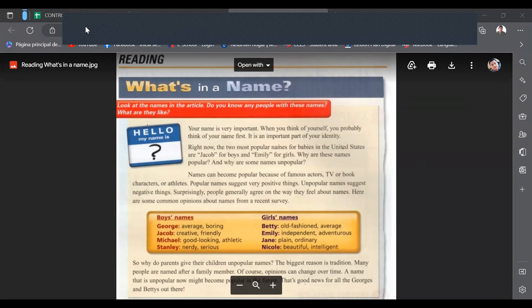Right now, the two most popular names for babies in the United States are Jacob for boys and Emily for girls. Why are these names popular? And why are some names unpopular? ¿Sigo, teacher? Names can become popular because of famous actors, TV or book characters, or athletes. Popular names suggest very positive things. Unpopular names suggest negative things.